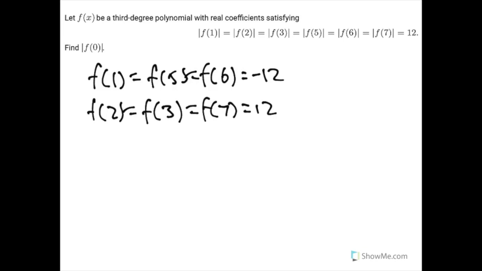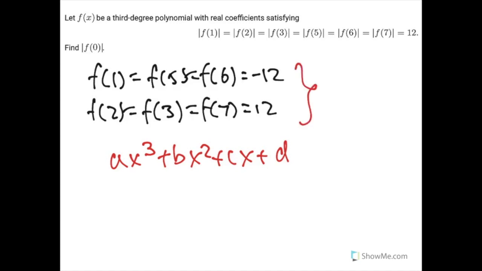Now, what do we do? Well, we can work from the general expression for a cubic, right? We have ax cubed plus bx squared plus cx plus d. This is the general expression for a cubic. Well, it turns out we already have 6 equations that we can work with. All that we need to do is plug 1 for each of these x's and evaluate this and set it equal to negative 12.